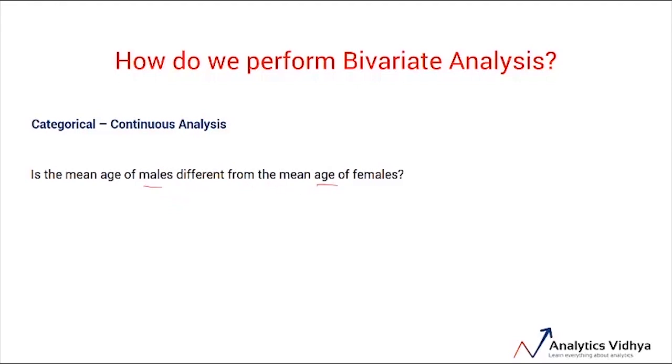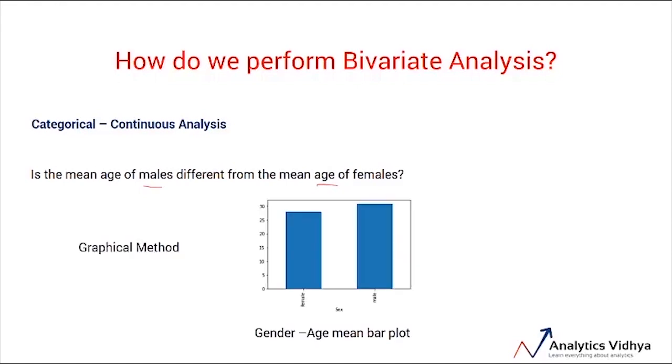Now when we want to perform this type of analysis, we generally use bar plots to visualize. So for example, here is a bar plot between the age and the gender variable, where the gender variable or the sex variable is on the x-axis and the age is on the y-axis. Here we can see that there is a perceivable difference between the mean age of females and males.